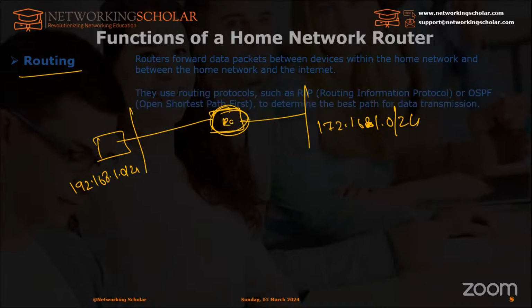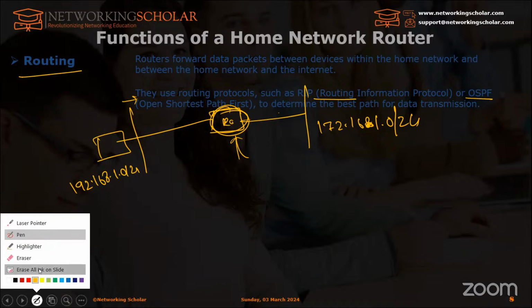Okay, a router can use RIP or OSPF to determine the best path for transmission. Suppose that there are multiple interfaces connected on your home router. Basically, it is a function of the network router. That's why it will allow us to make this kind of network.